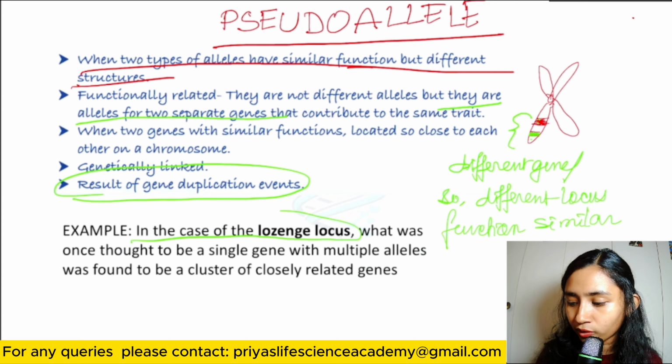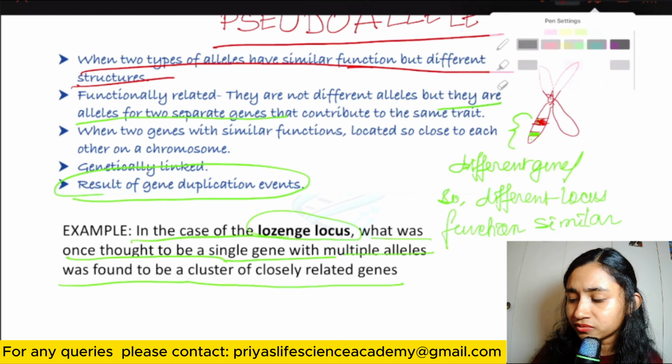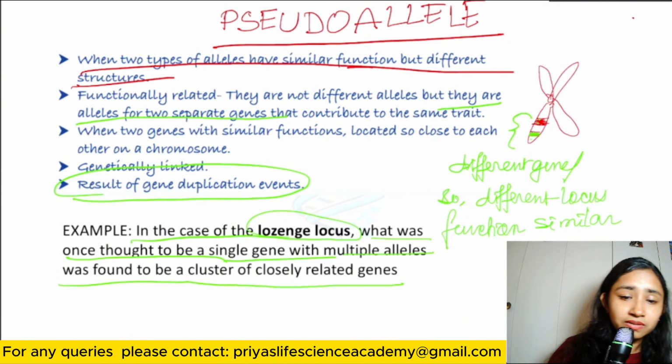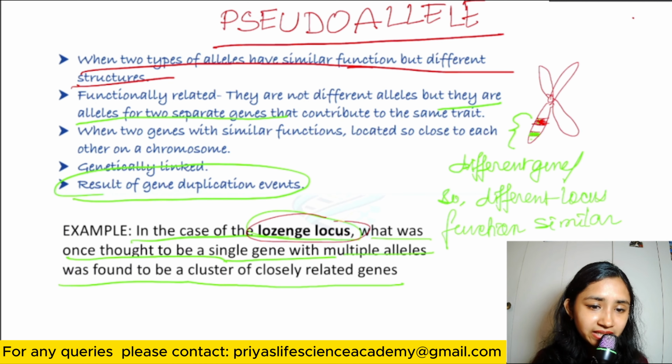In case of the lozenge locus, what was once thought to be a single gene with multiple alleles was found to be a cluster of closely related genes. Okay, so we can think that there's a locus known as the lozenge locus. We first thought that it was the result of multiple alleles of a gene, but no, we were wrong. Then it came out that they are different genes, but they are found in clusters. They look like they are the alleles of a same gene. That is why they are known as pseudoalleles. Okay, so the lozenge locus is a very important example of pseudoallele.